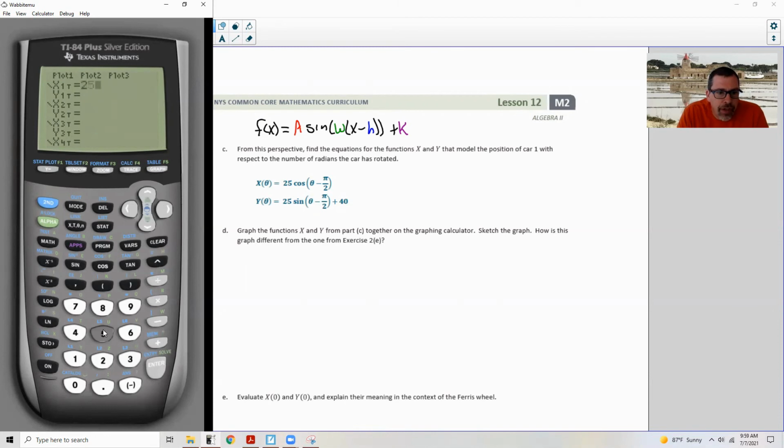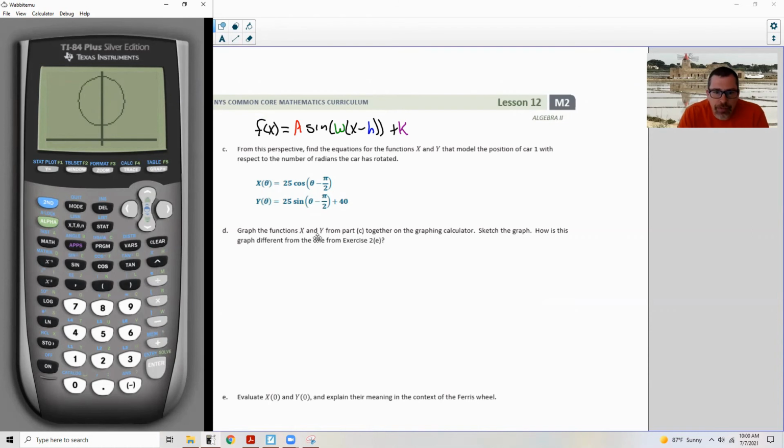So it's going to be 25 cosine theta, or t in this case, minus pi over 2, and 25 sine (t minus pi divided by 2) plus 40. Okay, so there it is graphed.